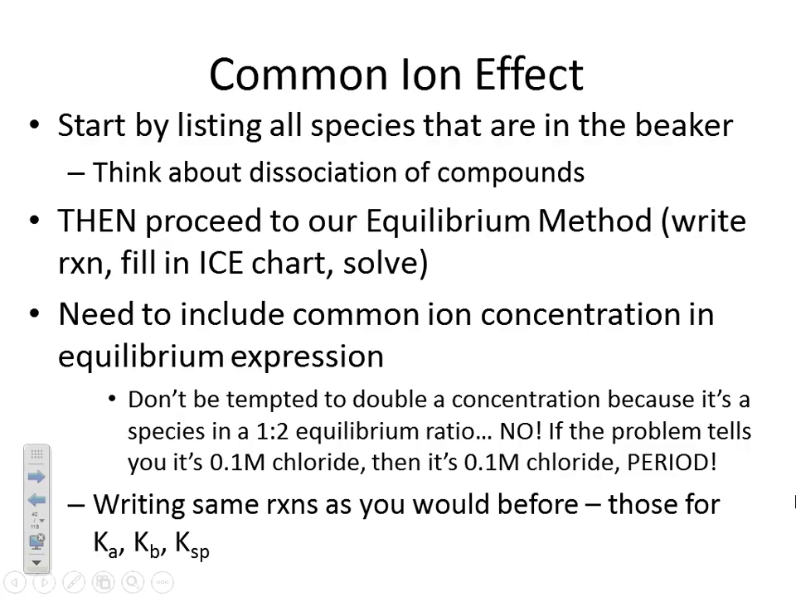Really, the first thing that I want you to do is start by thinking about all species that are in the beaker. What are all the chemical compounds that we have? Think about the dissociation of the compounds. Remember, ammonium chloride is not ammonium chloride. Ammonium chloride is ammonium ion and the chloride ion, and they're completely separate. So think about dissociation. Don't see compounds as compounds anymore necessarily. Think about how they're going to dissociate in water.